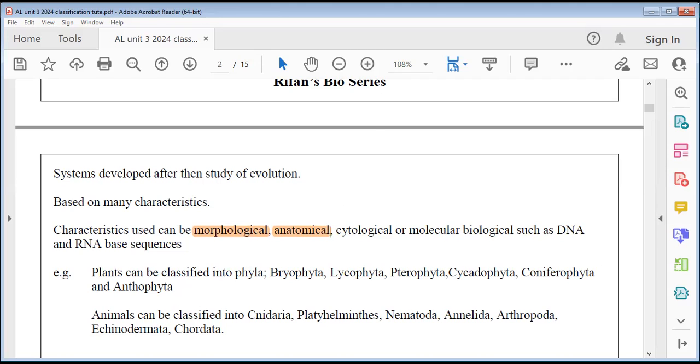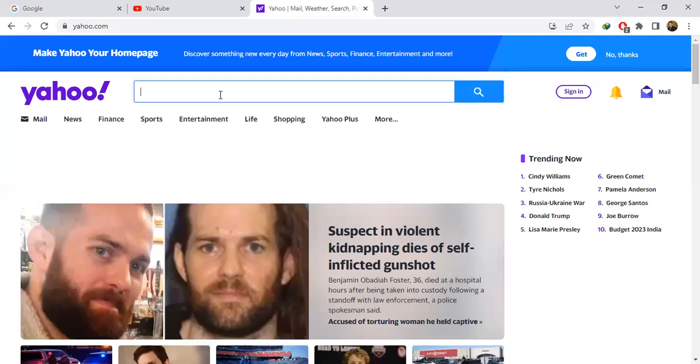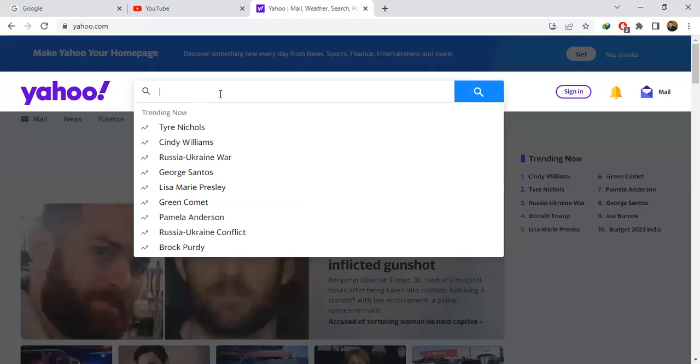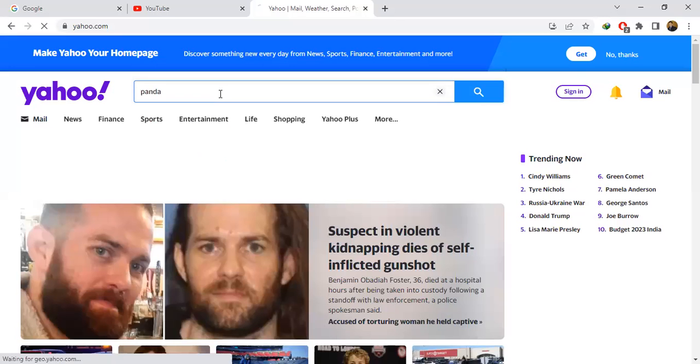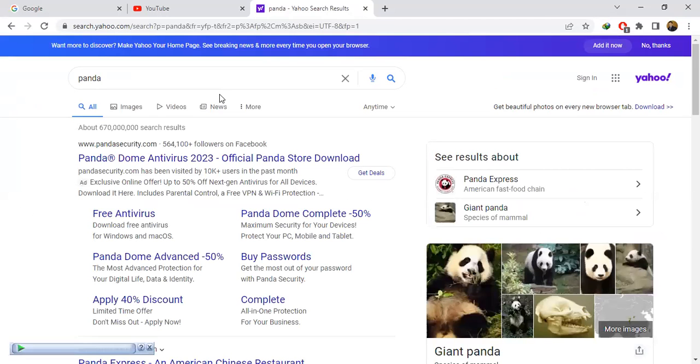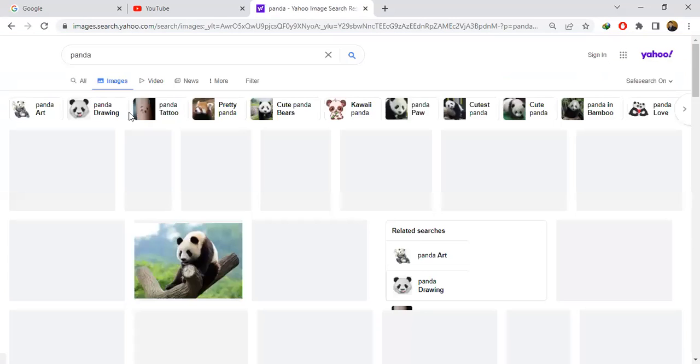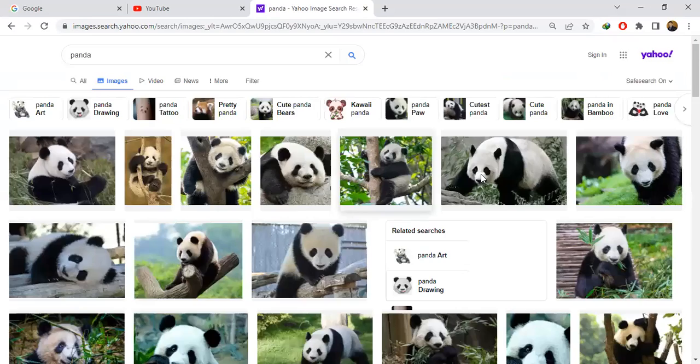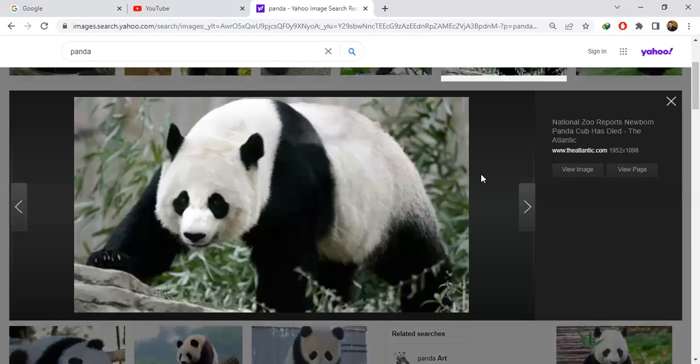I will tell you a simple idea of how this anatomical feature is important. Do you know panda? Still, there are so many people who say panda is a bear. Do you have that mindset? People say panda bear.